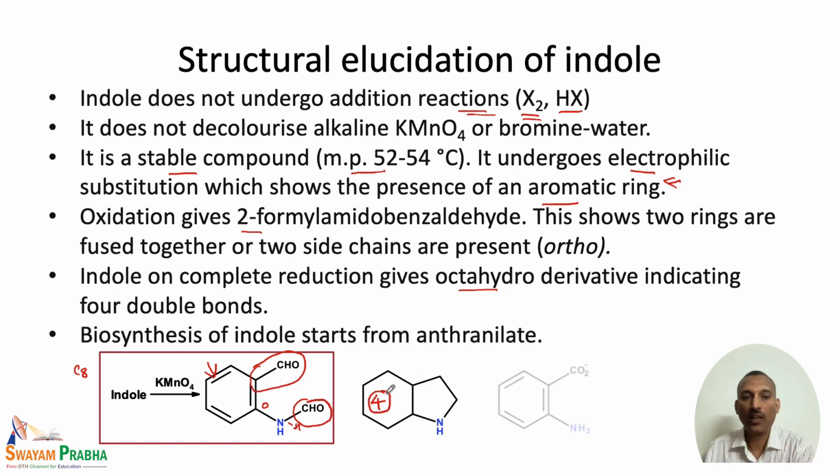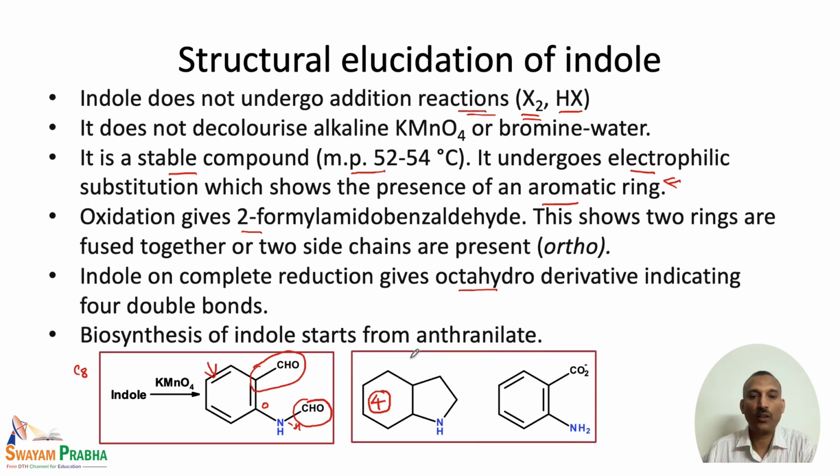Another important piece of information is from the anthranilate. That means there is an amino group on the ortho carbon atom. So ortho amino benzoic acid is nothing but anthranilic acid. From the biosynthesis, the anthranilate is the starting material for synthesizing indole. That tells us there is a carboxylic acid unit which is ortho to an amino group. So this is one additional piece of information.